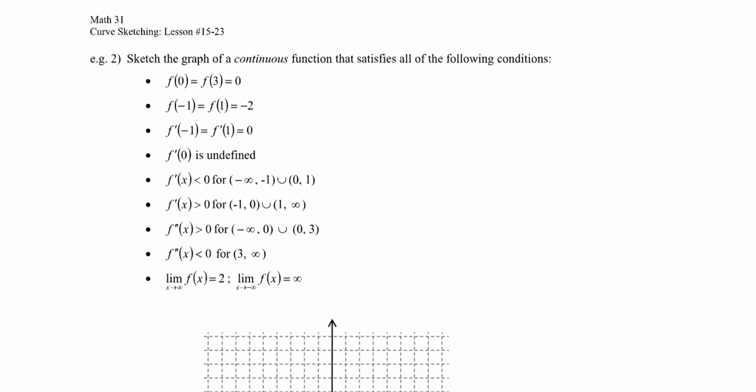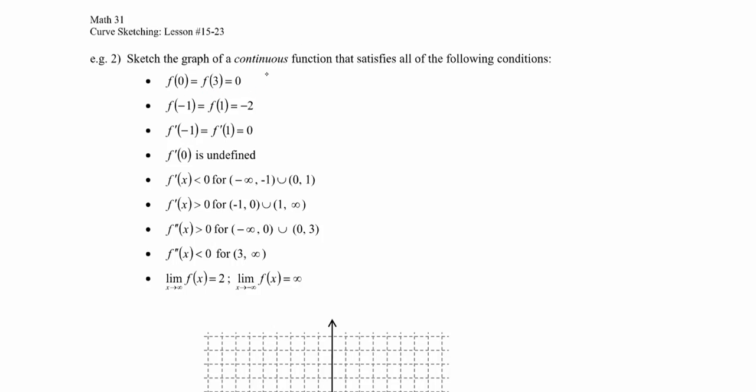So let's start at the beginning. Sketch the graph of a continuous function. So we just know there are no gaps in it, right? So it's continuous. And let's start at the beginning. It says f of 0 is equal to f of 3, which is equal to 0. So another way of saying that is f of 0 is equal to 0, and f of 3 is equal to 0. There's two things here, right?